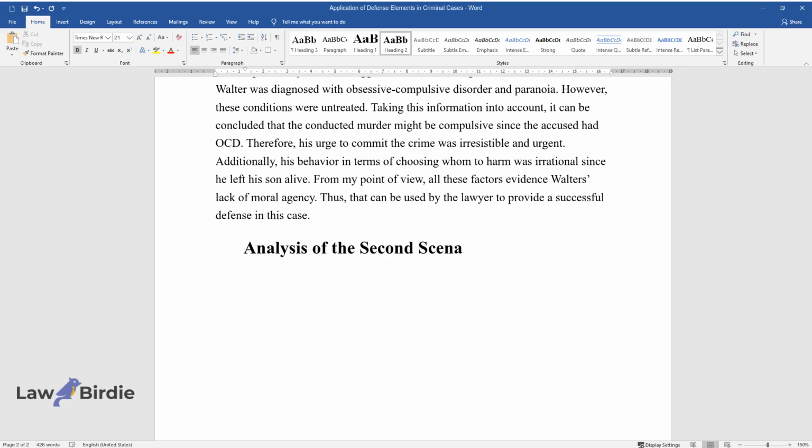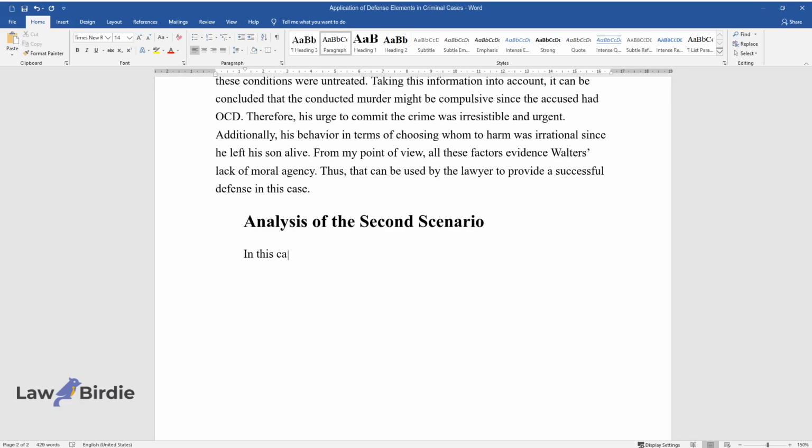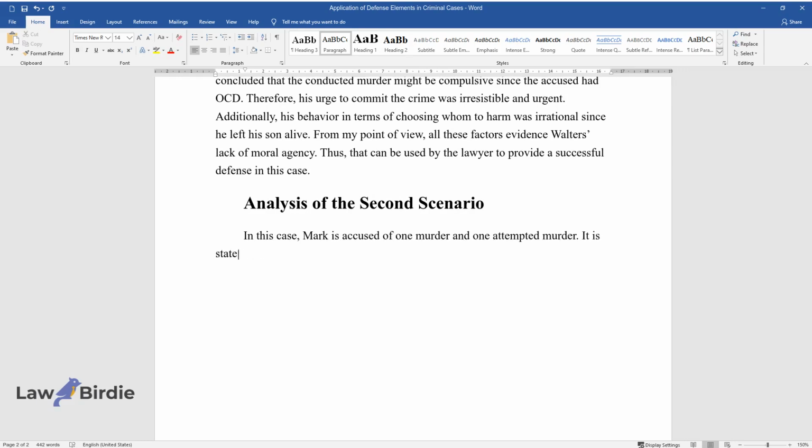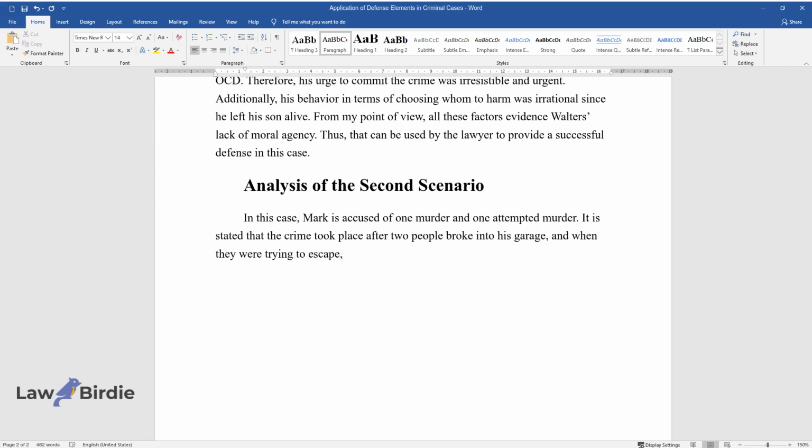Analysis of the second scenario. In this case, Mark is accused of 1 murder and 1 attempted murder. It is stated that the crime took place after 2 people broke into his garage, and when they were trying to escape, Mark used his gun to stop them.